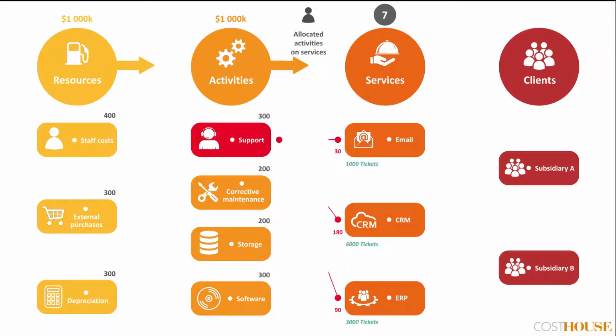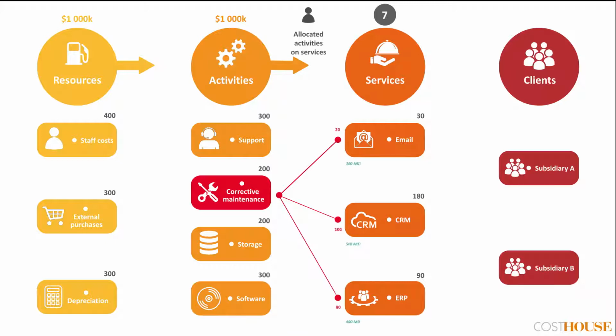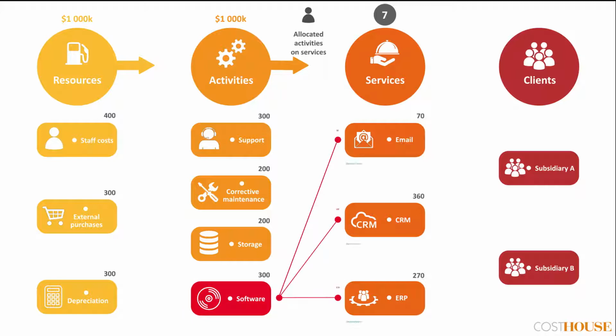The services will receive support costs depending on the ticket consumption, corrective maintenance costs based on time spent by maintenance teams, storage costs based on the gigabytes consumption, and software costs based on the corresponding license acquisitions. When the total cost of activities have been allocated, the full cost of services is obtained.